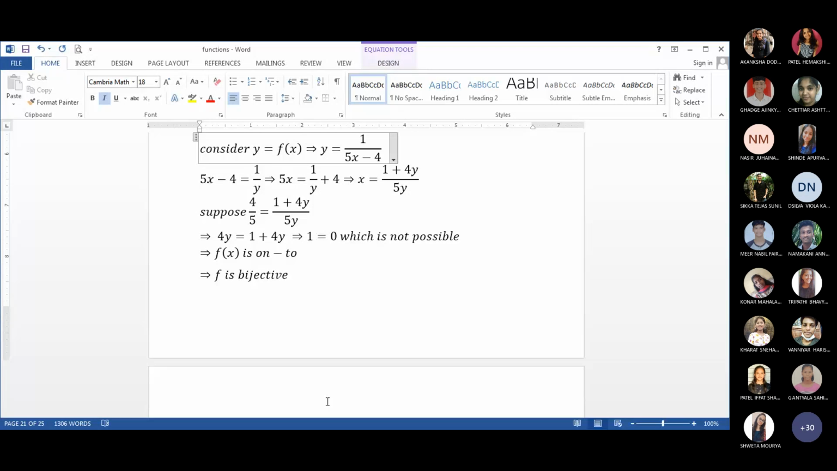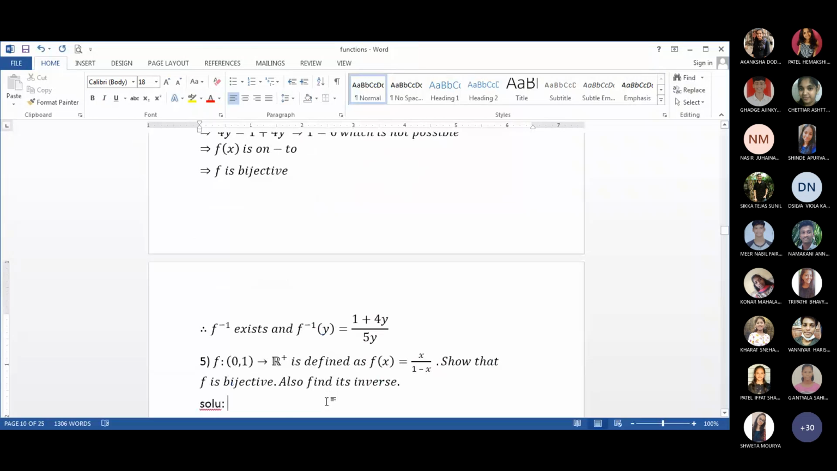हाँ सर, 5 कैंसिल हो गया तो क्या बचेगा फिर? हाँ सर, 4y इज इक्वल्स टू 1 + 4y, फिर वो 4y कैंसिल हो गया तो we get 1 equals to 0, and that is not possible. Okay. Fine. So is this some clear? Okay. So we'll go to the next one.